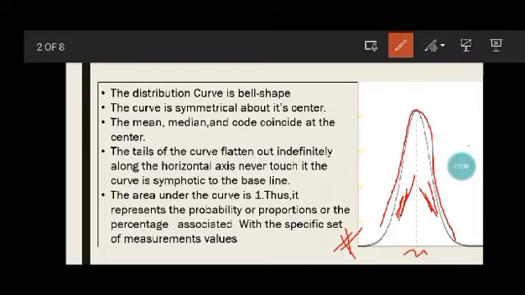The area under the curve is 1, thus it represents the probability or proportion or the percentage associated with a specific set of measurement values. So the area here is equal to 1 or 100%.